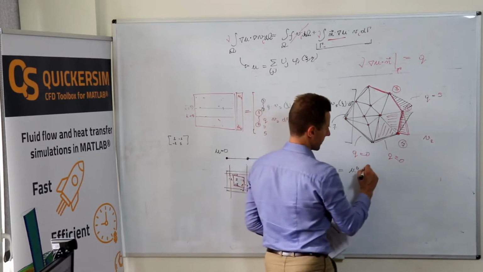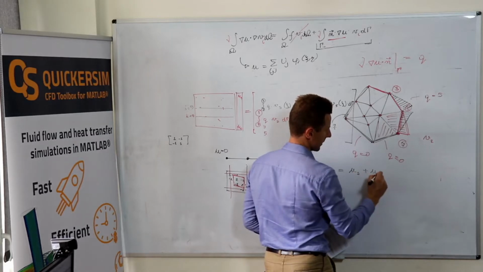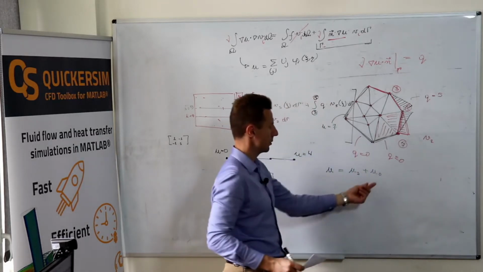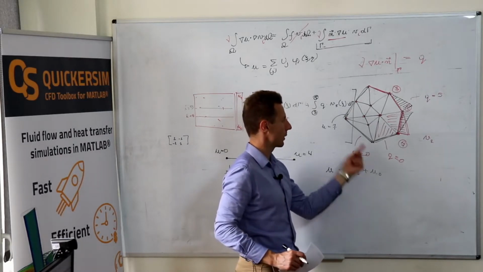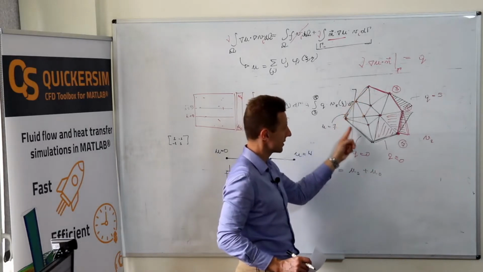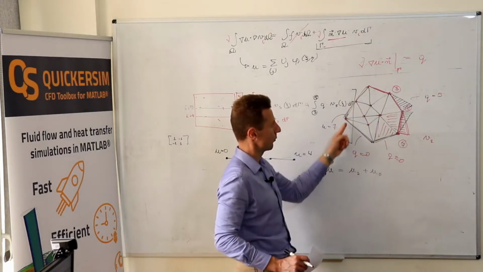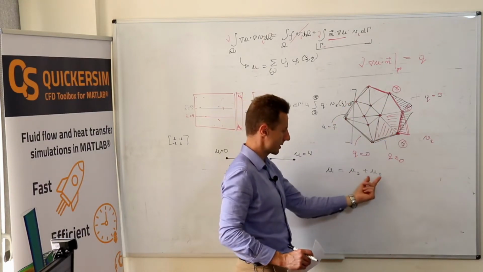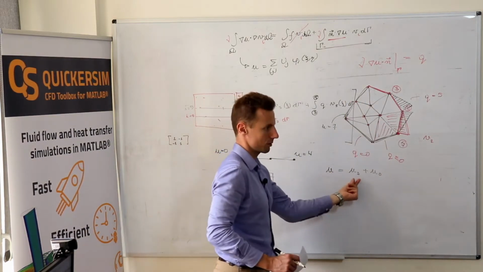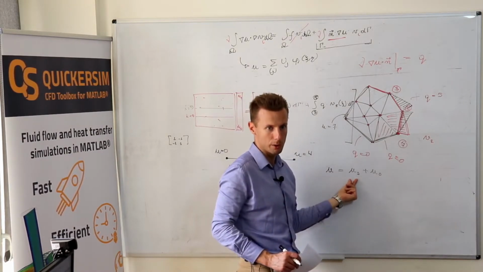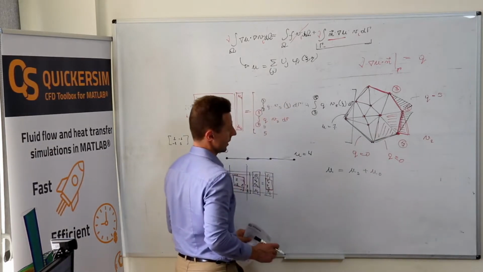Good? Plus u, maybe lowercase index, plus u0. And u0 means the solution of the original problem with the 0 Dirichlet boundary condition. So you split the solution into something that fulfills the Dirichlet boundary condition and something that has got 0 boundary condition. This function you simply assume and you know it. This function you need to solve.